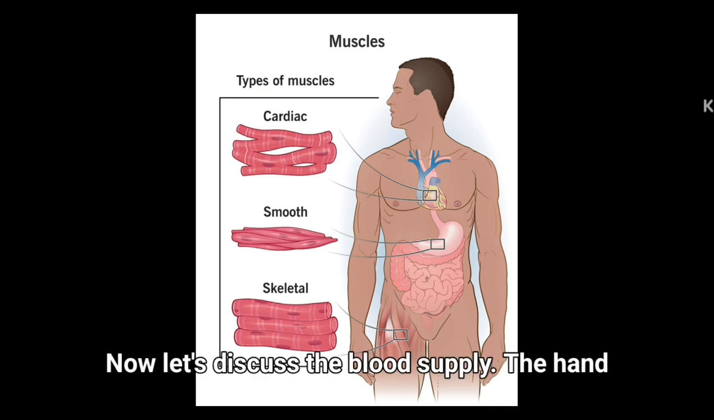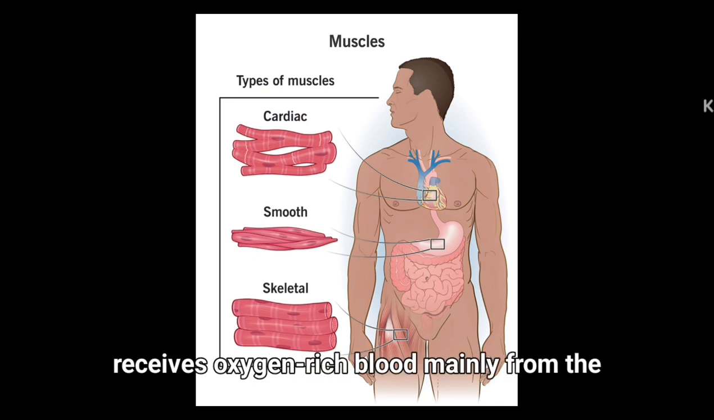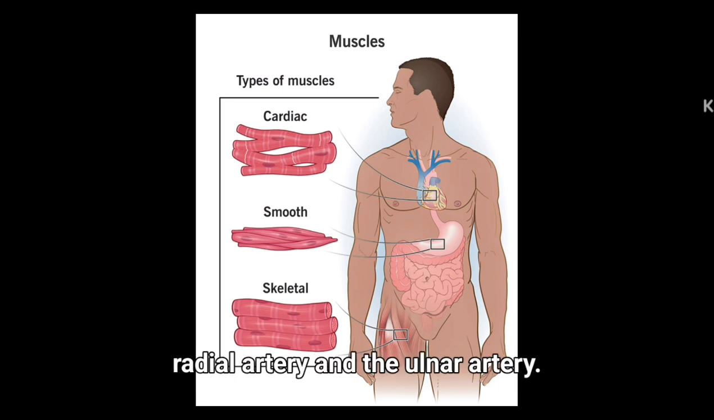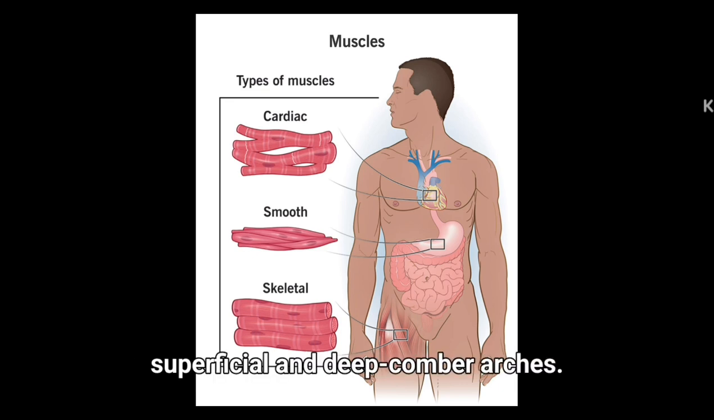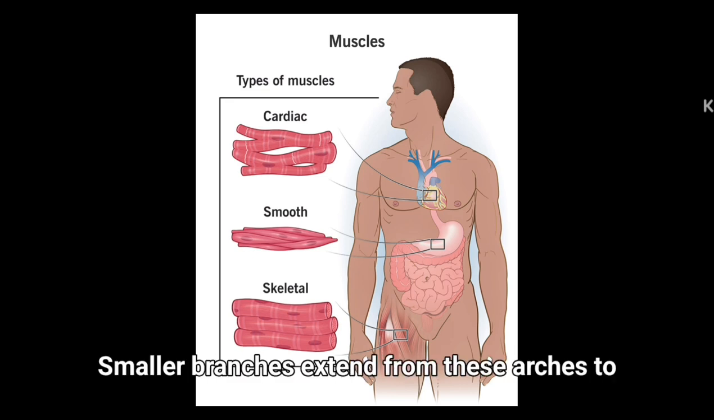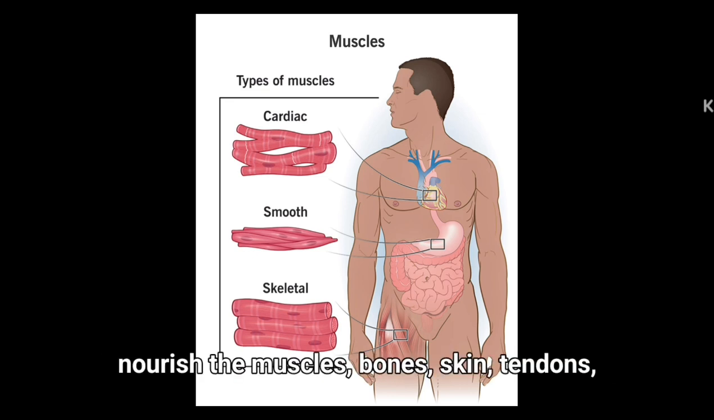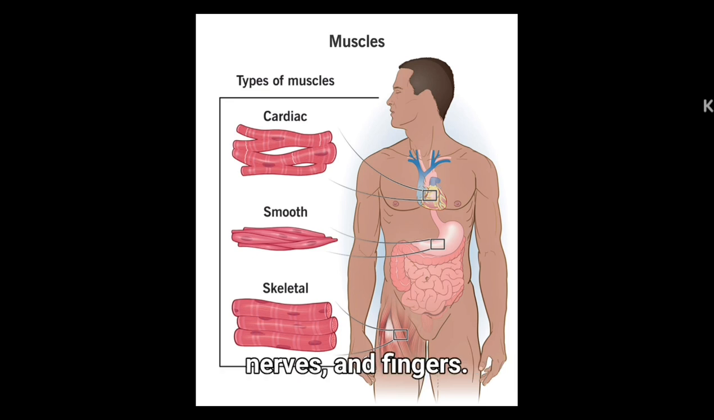Now let's discuss the blood supply. The hand receives oxygen-rich blood mainly from the radial artery and the ulnar artery. These arteries join together to form the superficial and deep palmar arches. Smaller branches extend from these arches to nourish the muscles, bones, skin, tendons, nerves, and fingers. A healthy blood supply is essential for healing injuries and maintaining normal hand function.